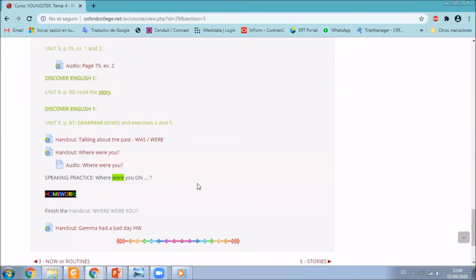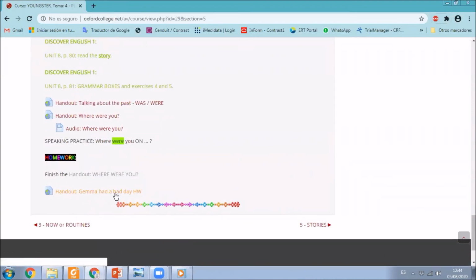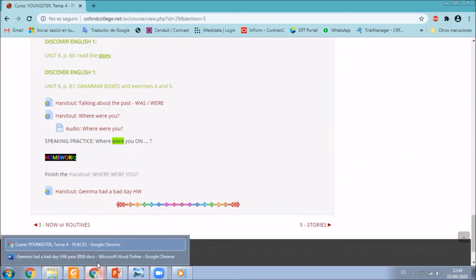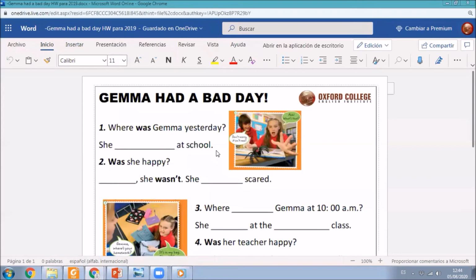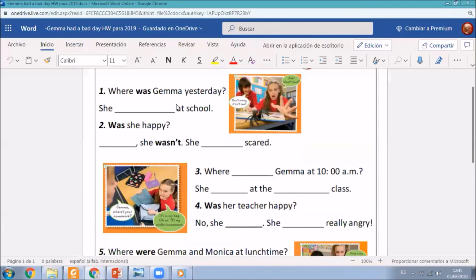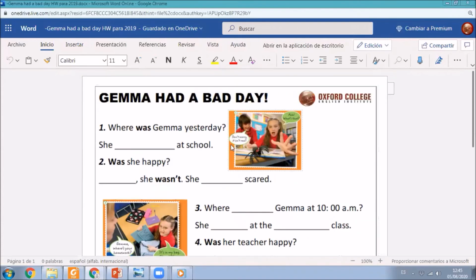Okay, now that we are in the virtual classroom again, let's talk about the homework, okay? The handout you have is Gemma had a bad day, okay? So let's read it together, okay? Do you remember the story that we read from the book? Okay, so you have to complete the exercise, okay? I'm trying to remember the story. Where was Gemma yesterday? She, and you have to complete with the verb over here. You only have to complete with the verbs, okay? And remember also that when they are questions we must put the verb first, or put yes or no in any case, okay? Pay attention to the interrogative sentences too, okay? That is the homework.